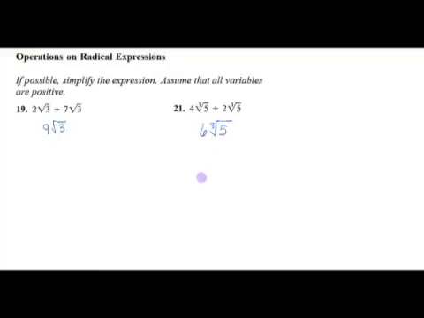So we must have like radicals in order to add or subtract. For them to be like radicals, they have to have the same index and the same radicand.